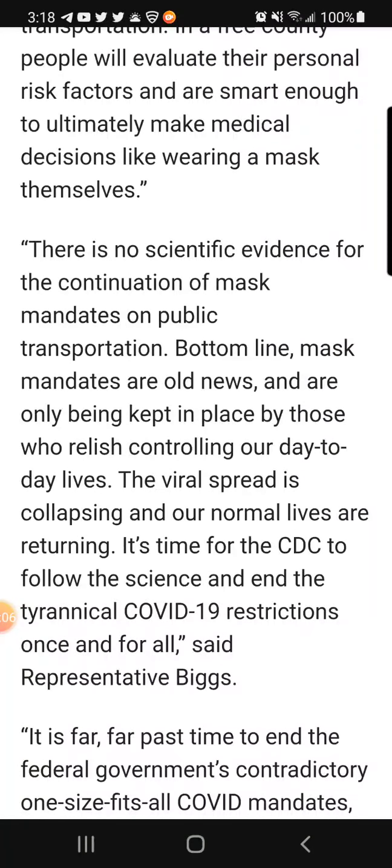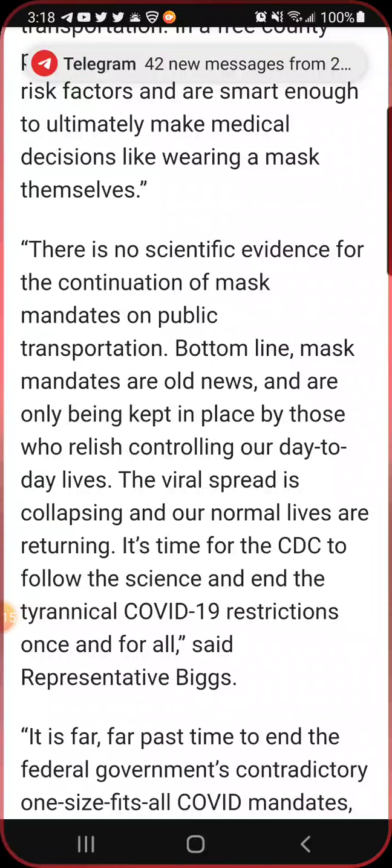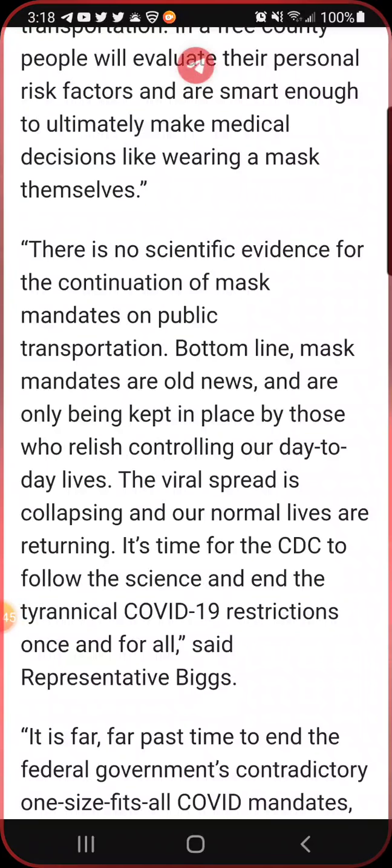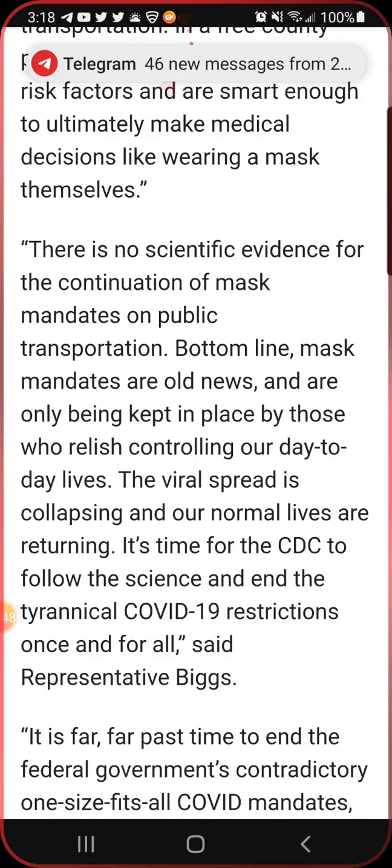Yeah, so Representative Biggs has said all this, and he said there is no scientific evidence for the continuation of mask mandates on public transportation. Bottom line, mask mandates are old news. So for a whole year, everybody had to wear a mask. For what? For a virus that do not exist? And the people who took the jabs, guess what? You're officially lab rats. Yeah, you heard me right. You are officially lab rats for the shots. Sorry to tell you, but it is the truth.